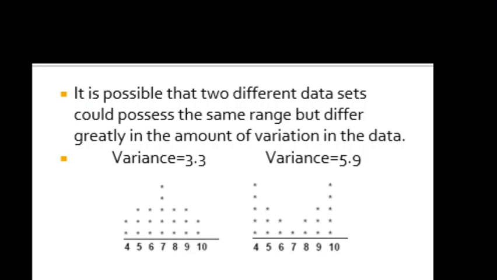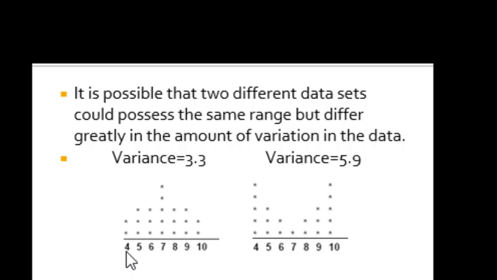Okay, now let's look at the interpretation and think about how we can use these numbers. First of all, the first thing to keep in mind is that we can have two very different looking data sets with the same range, but very different variations. So here is an example.